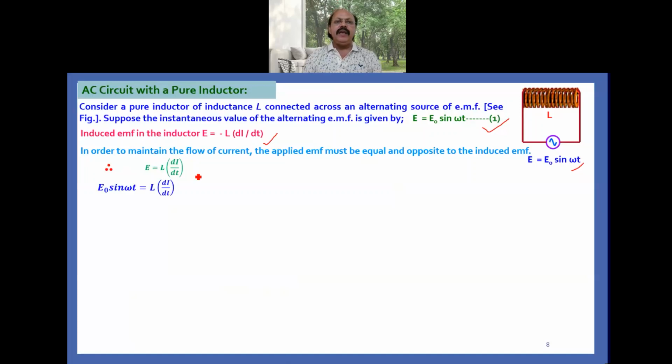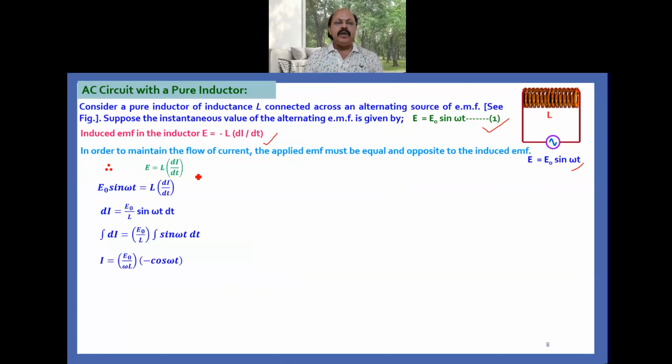Now substitute the value of E from equation number 1, that is E naught sin omega t equal to L di upon dt. Rearrange it, then you will get di equal to E naught upon L sin omega t. Now integrate it. So integral di equal to E naught upon L, taking outside the integration sin omega t dt. The integral of sin omega t dt is minus cos omega t upon omega.